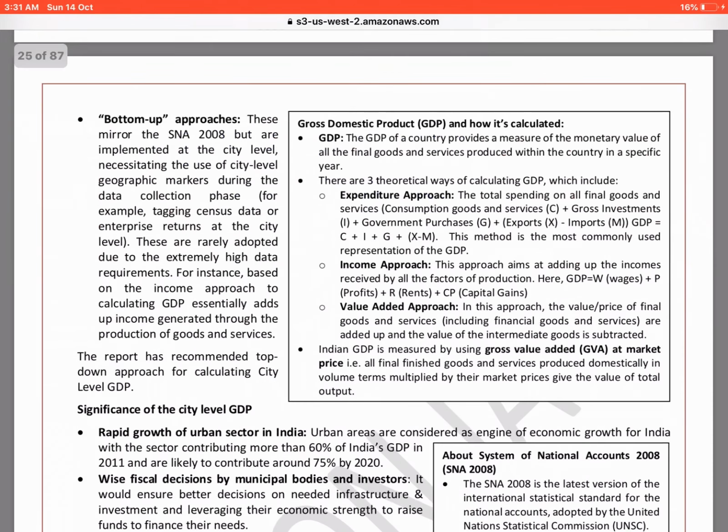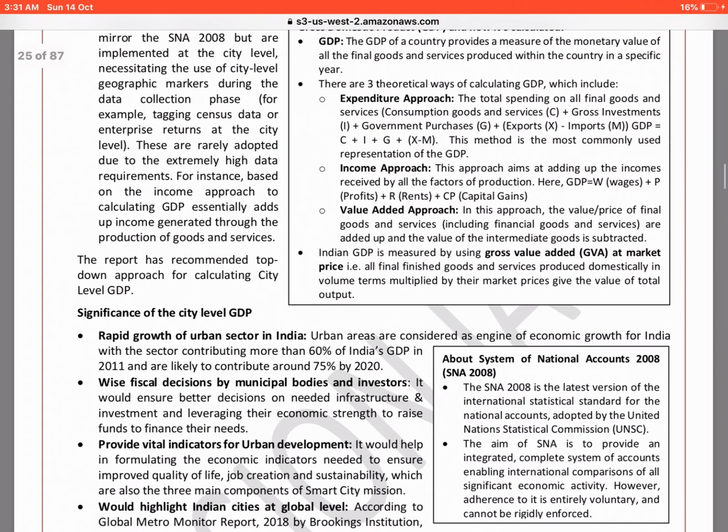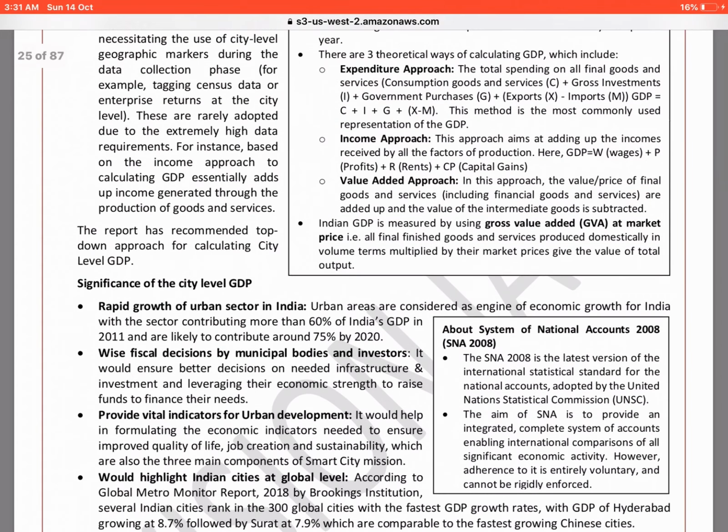In this, these mirror the SNA 2008. So what is SNA? Let us read about SNA. This is the System of National Accounts 2008. This is the latest version of the International Statistical Standard of the National Accounts adopted by the United Nations Statistical Commission. So SNA is an international level statistical standard.